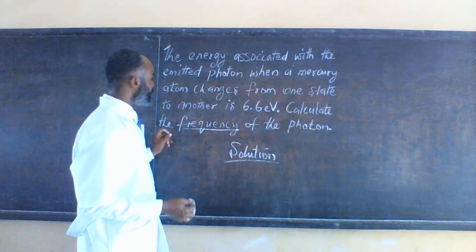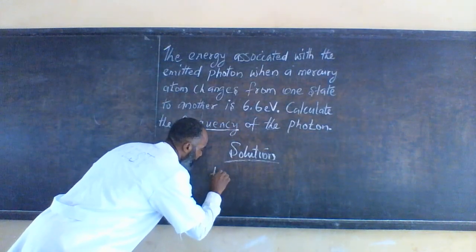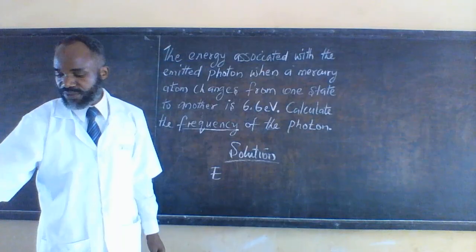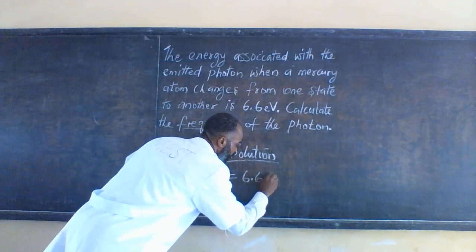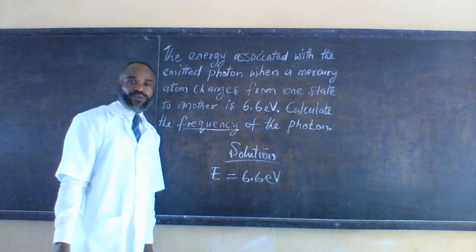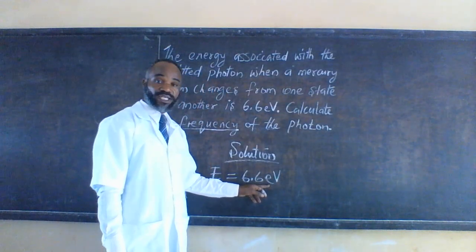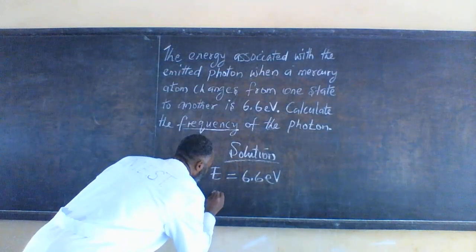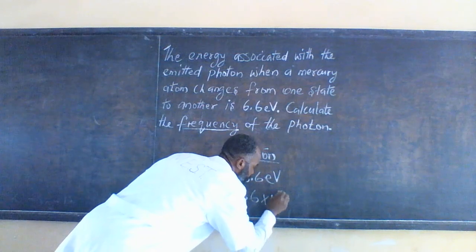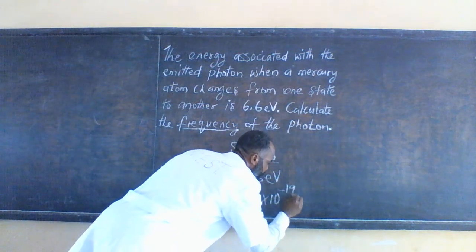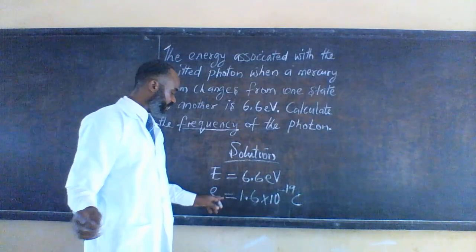So let's see this energy E. Energy E is given as 6.6 electron volts, okay? But electron volts is another concept we need to take care of. So e stands for 1.6 times 10 raised to the power minus 19 coulomb, right? That's the value of e.